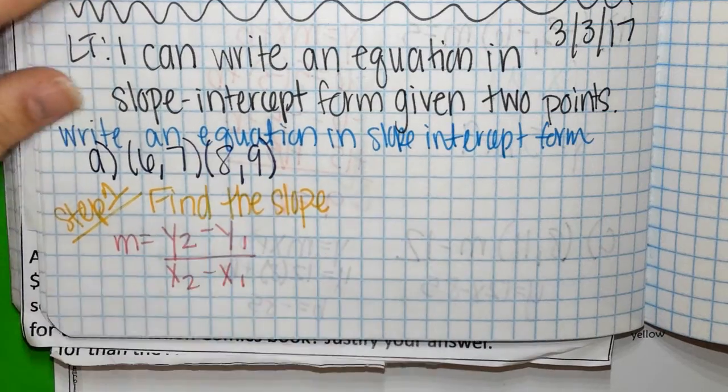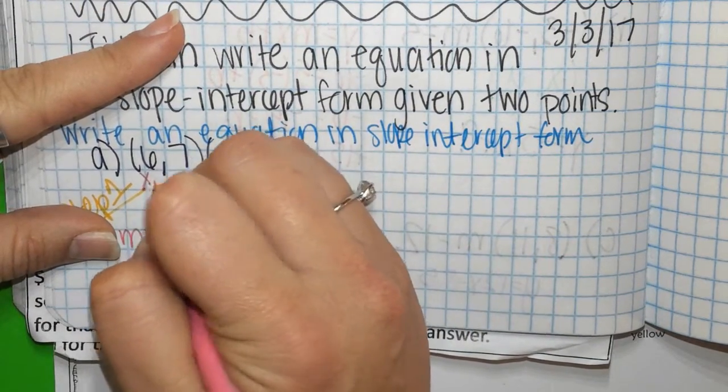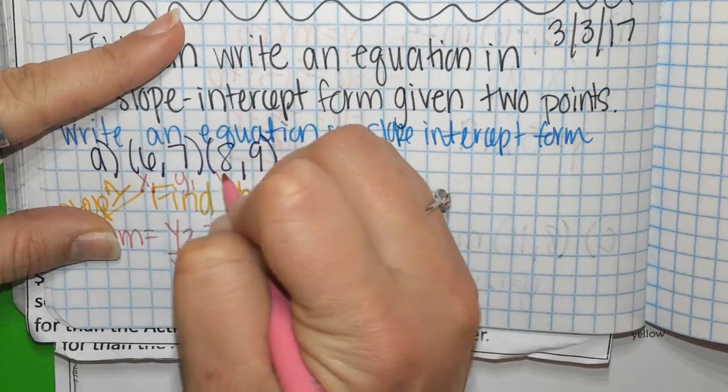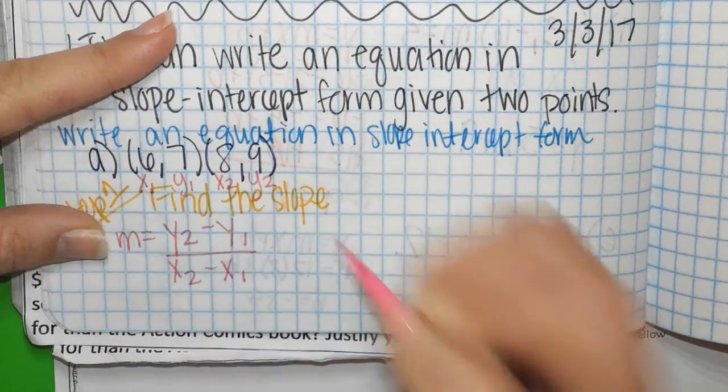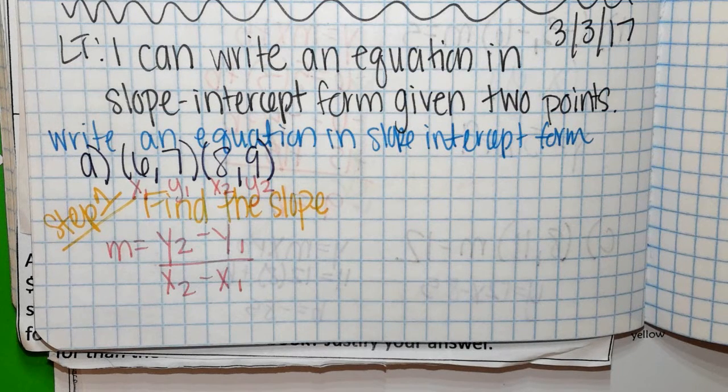Okay, so first what we need to do, when we're finding our slope, we need to label it x1, y1, x2, y2. Alright, so label your coordinates, x1, y1, x2, y2. We've done that before, right? Yes, sir. Okay.